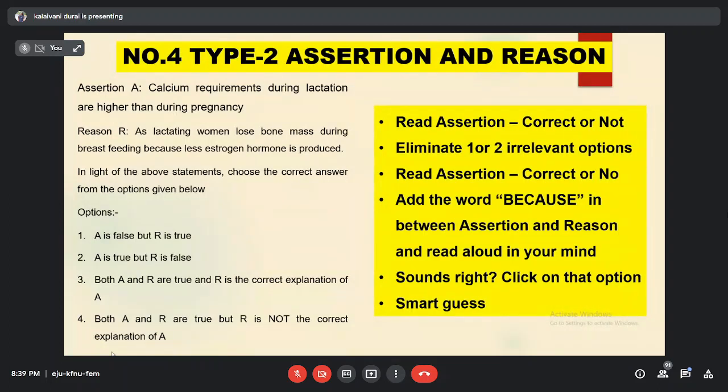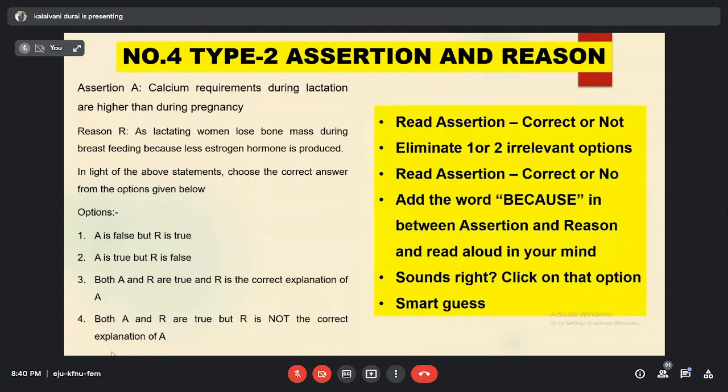What we can do is that read the sentence of the assertion, and add a because at the end of the sentence. Calcium requirements during lactation are higher than during pregnancy because lactating women lose bone mass. Is it making sense? Just read it in your brain once. I'll give you a little time. Just read the sentence. Calcium requirements during lactation are higher than during pregnancy because lactating women lose bone mass.